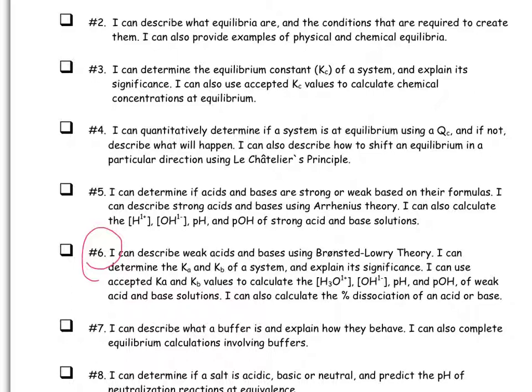And we'll also discuss learning target number 7. We'll describe what a buffer is and explain how they behave, and also complete equilibrium calculations involving buffers.